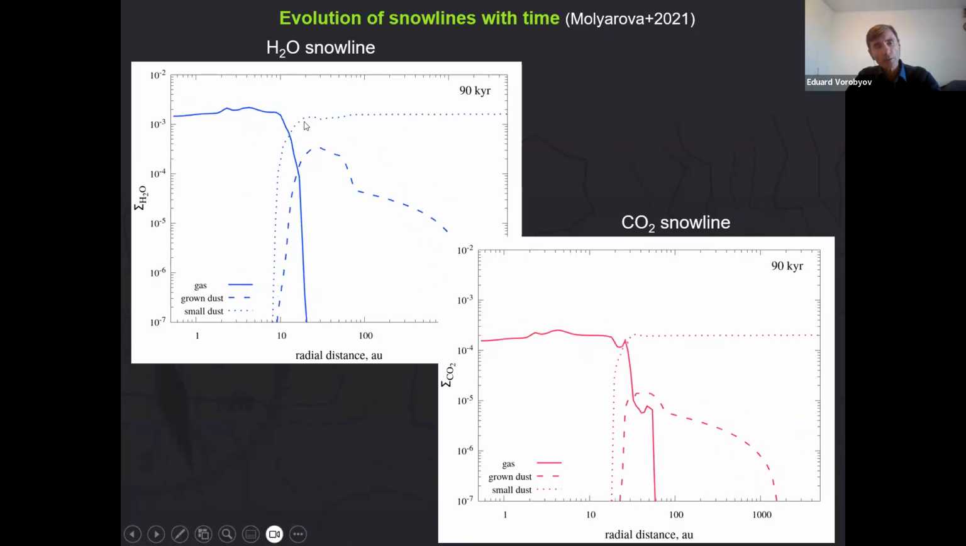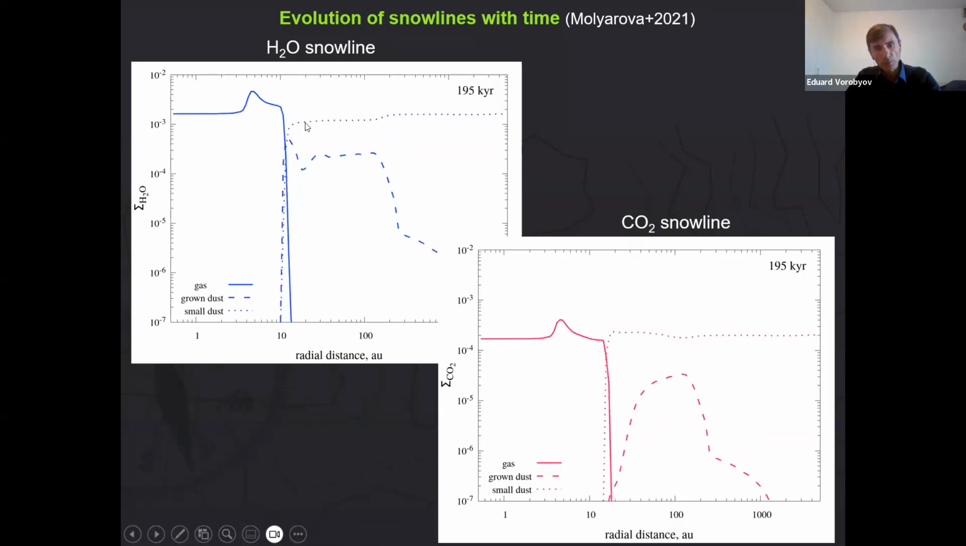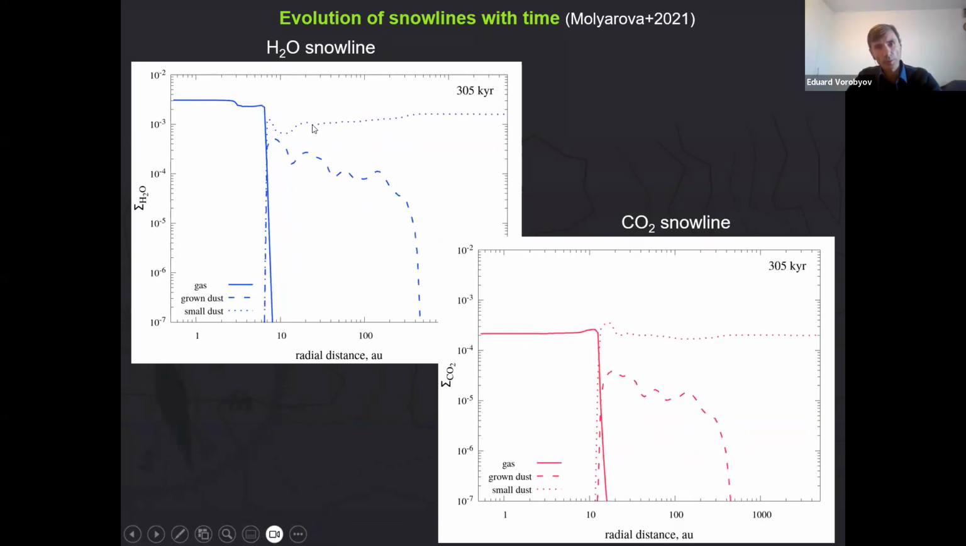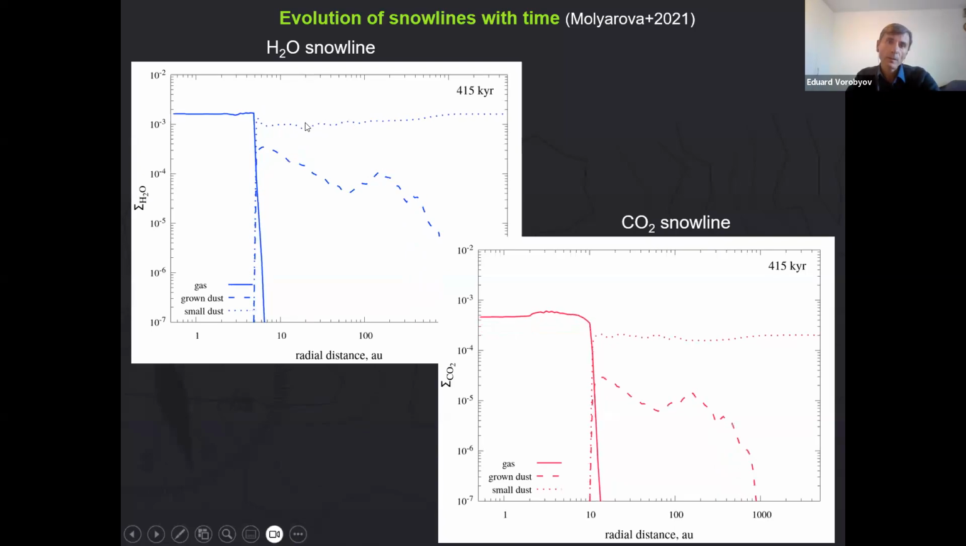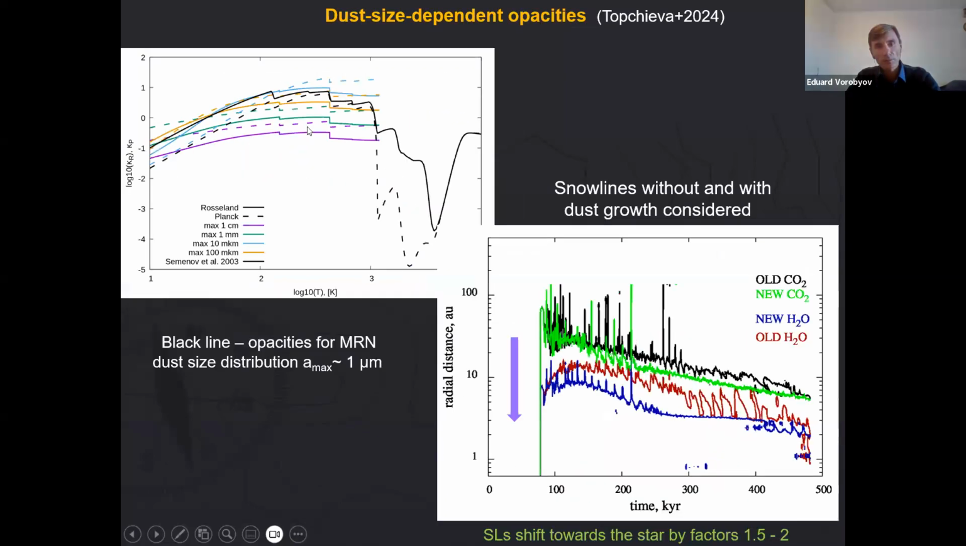It's basically because we solve the full equations of transport and sublimation and freeze out. Another nice feature of FEOSAD that we have recently implemented is that we added the dust size dependent opacity.